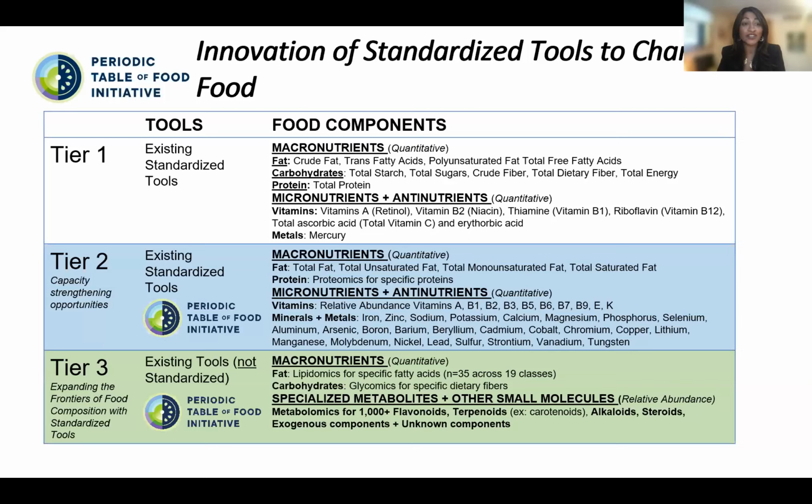Then there's tier 3, and this is really where we're expanding the frontiers of standardization for understanding our food. This is where tools existed, but that were not standardized and not distributable. And the bulk of these really are thinking about the metabolites, the phytochemicals that I spoke about, as well as several classes of macronutrients, including specific lipids, as well as dietary fibers. So this is where a bulk of our innovation has focused, and which my colleague, Steve Watkins, will do a deeper dive on right after my talk.